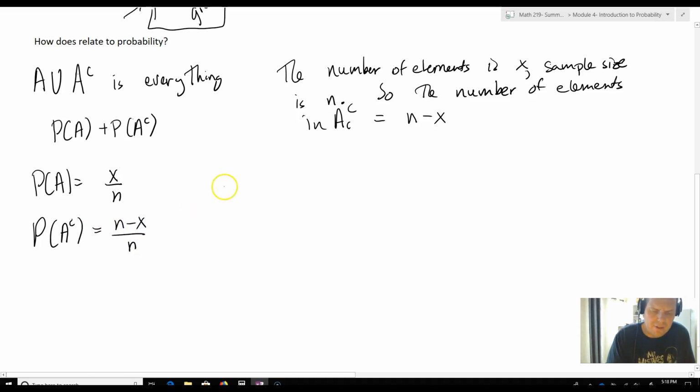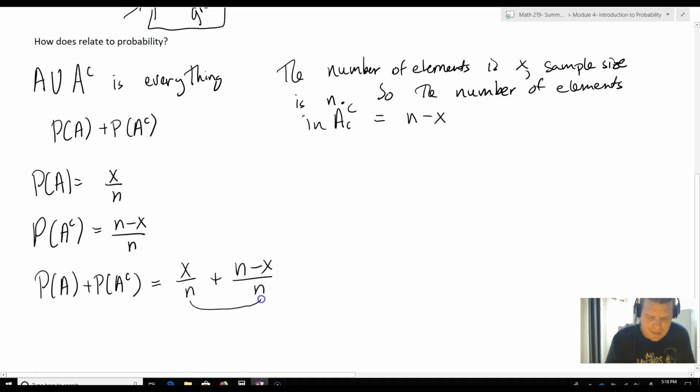So when we add them together, these two, the probability of A plus the probability of A complement, is going to equal X over N plus N minus X over N. And these are just fractions, and they've got the same denominator. So because we have the common denominator, we're just going to add the tops. So N minus X plus X over N is just going to end up equaling N over N, and that equals 1.